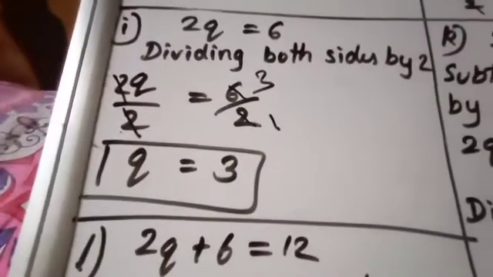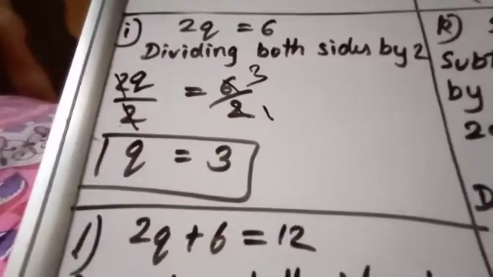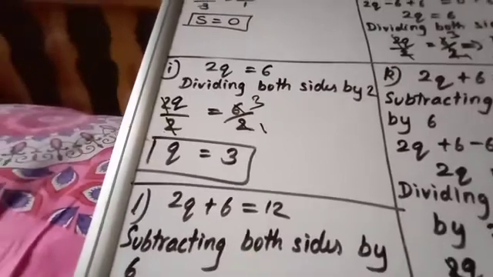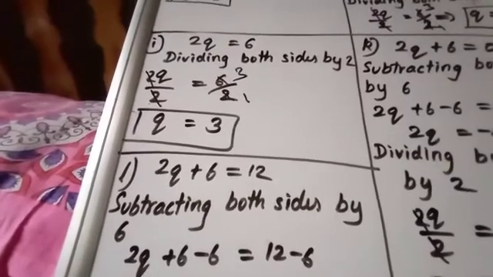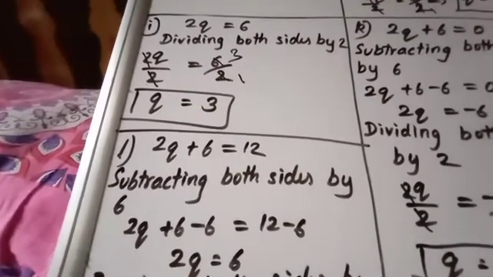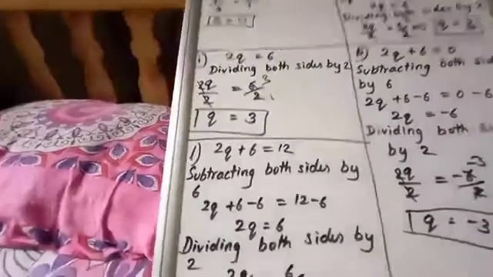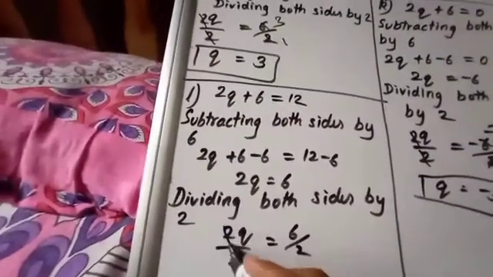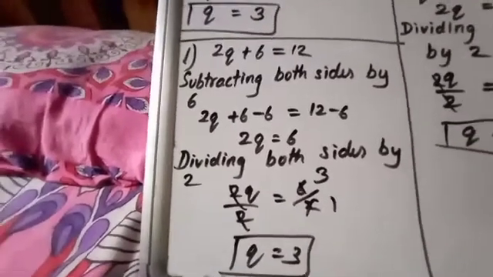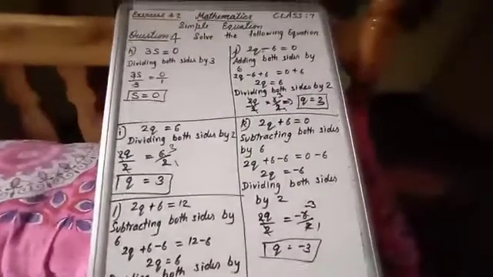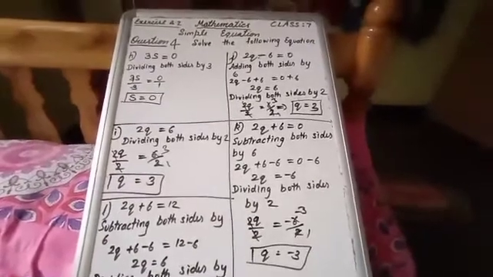The next one, 2q plus 6 is equal to 12. Here also two terms are there. So what will we do? Subtracting 6 from both sides. Then 2q plus 6 minus 6 is equal to 12 minus 6. 12 minus 6 will get 6. 2q is equal to 6. Now dividing both sides by 2, the 2 gets cancelled. q is equal to, 2 1s are 2, 2 3s are 6. So the answer is q is equal to 3. Hope you understood how to solve all these problems. Thank you, my dear students.